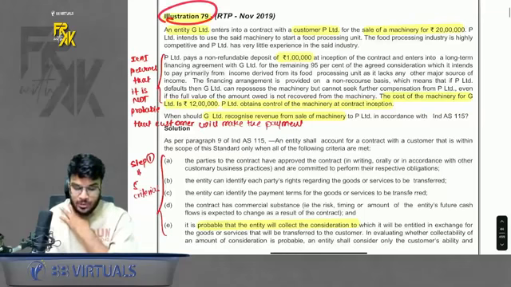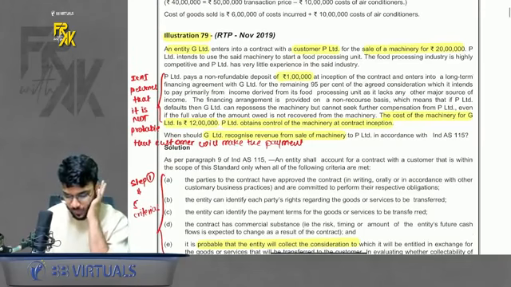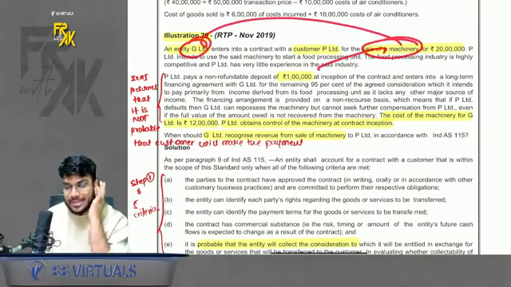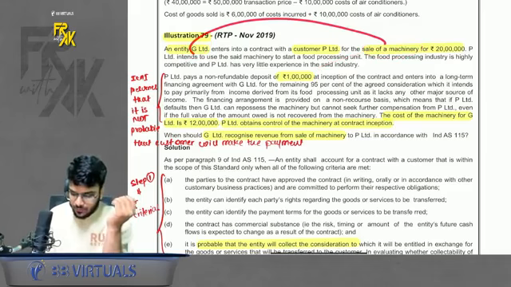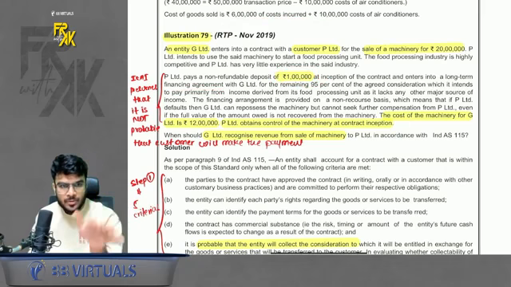79 is an interesting question. See, I'll just give a briefing of it. Not LDR, but a basic question. Basically we sell a machine on EMI basis. We sell a machine where we receive a down payment of 1 lakh and for the balance we are giving an EMI option to the customer.